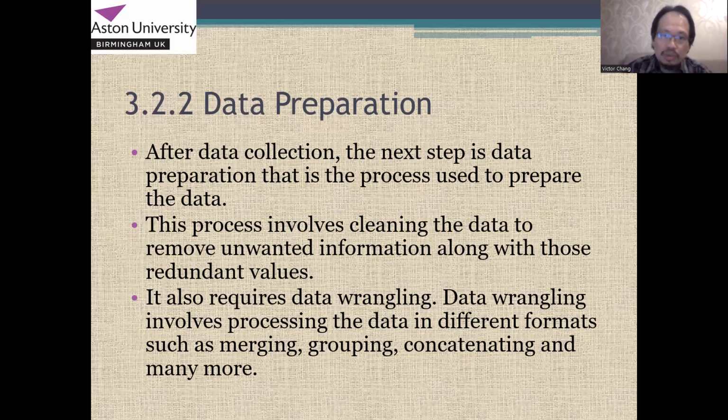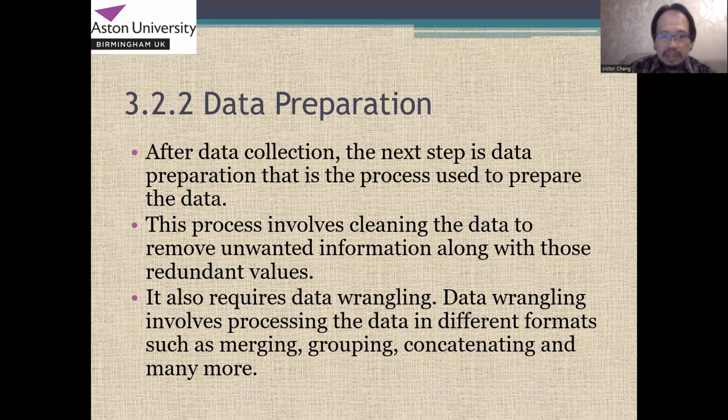That is the process used to prepare the data. The process involves cleaning the data to remove unwanted information along with redundant values. We then can perform a series of data cleaning processes. And of course, sometimes there can be some missing data. We can also use other ways to gain a better understanding. And also we can ensure that before we analyze the data, we don't miss anything, or at least that the data is in good shape.